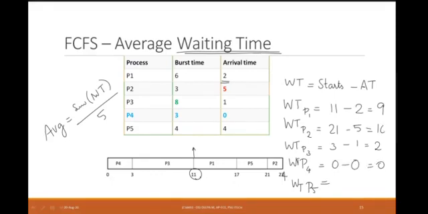Okay. And the last one, P5. P5 arrived at time 4 and started execution at 17. So 17 minus 4, which will be equal to 13. So all of these waiting times together, we are going to divide by 5 and the average will be equal to 8. Yes, Ramnarayan, your answer is correct. The average waiting time is 8.